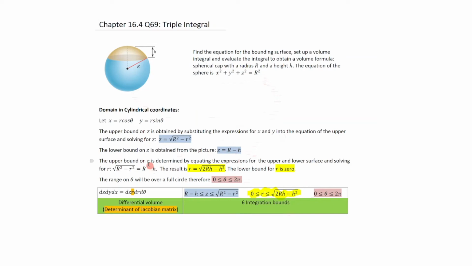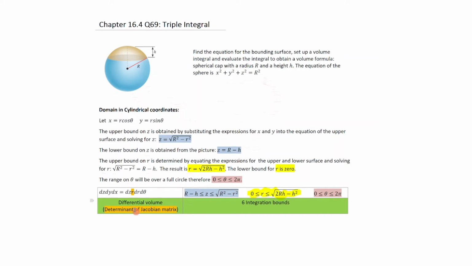All right, what about r? What is going to be the upper bound on r? It's determined by equating the expression for the upper and lower surface, this one and this one, and solving for r. If I equate these two, which is what I've done here, you'll find that the result is r equals the square root of this expression. The lower bound for r is going to be 0. So effectively, the r you're looking at is this region that you see here, projected on the xy plane. That's the intersection line there, and the radius of that would be this value that you see here. The range on theta will be a full circle, which is theta from 0 to 2 pi.